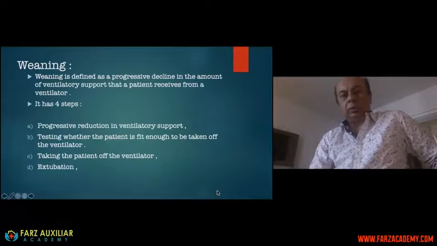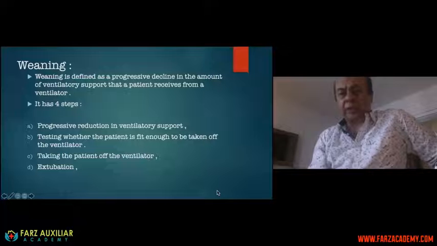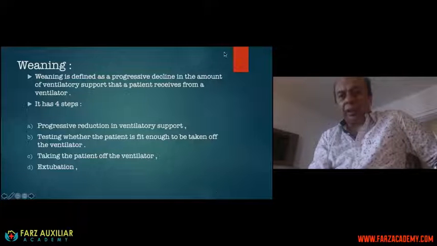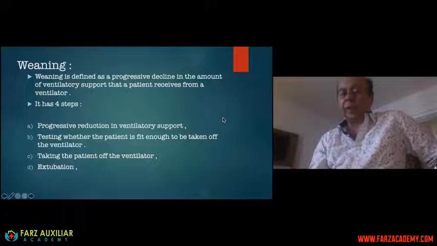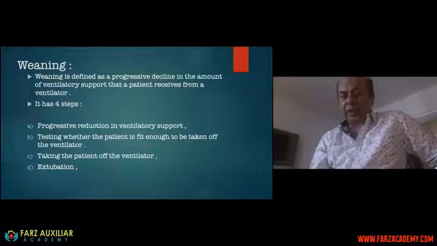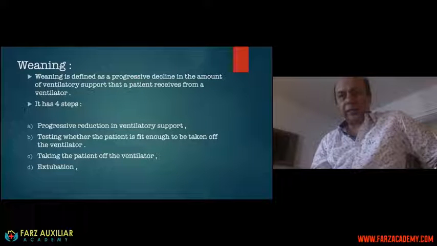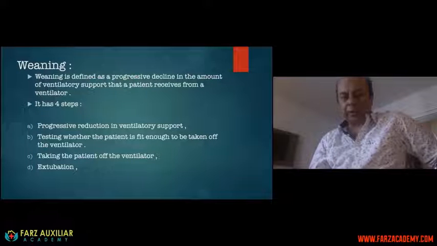So basically, what do you mean by weaning? Weaning is defined as a progressive decline in the amount of ventilatory support that a patient receives from a ventilator. It has 4 steps: progressive reduction in ventilatory support, so that slowly you get the patient supported by lesser and lesser amount of ventilator. What we tell the relatives, basically, is less ventilator working, more patient working. That is how things are.